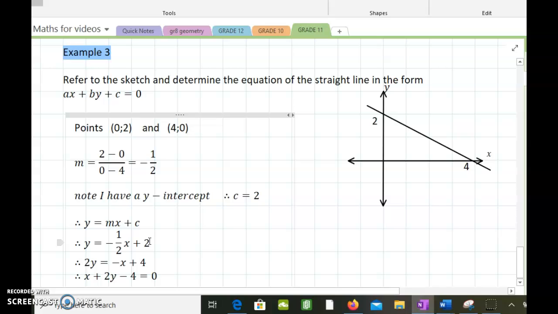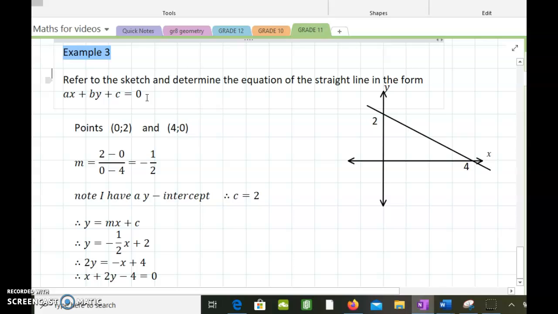That would have been the end of my story, but they ask me here how they want it in that format. So all you do is get rid of the fraction, multiply throughout by 2, and then write all the terms on the one side, and then equal to 0. So multiply by 2, get 2y minus x plus 4, multiply by 2. Transpose the terms, get x, positive x, get -4. So x plus 2y minus 4 equal to 0 is now the equation of my line in the format that they wanted.